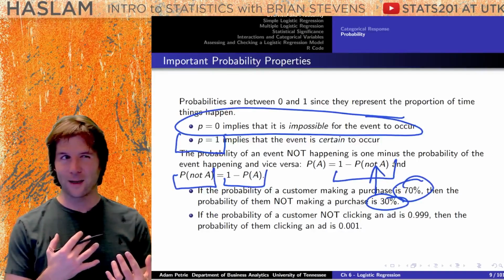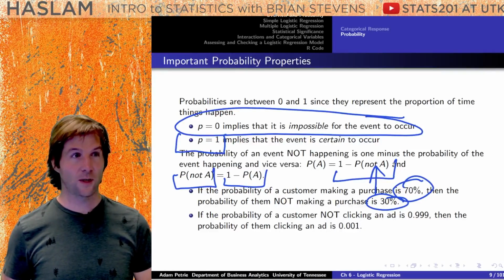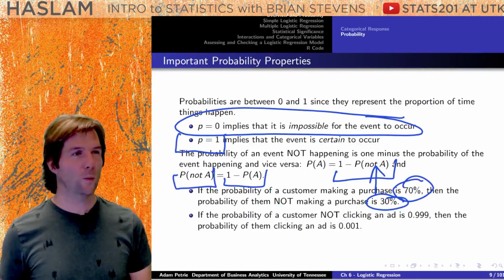So you can just go back and forth between the event itself and the complement when we look at things occurring, whether or not someone purchases or does not purchase. It just depends on what we want to predict.